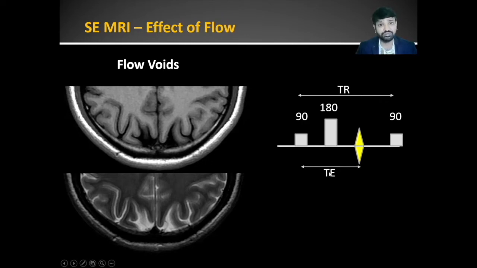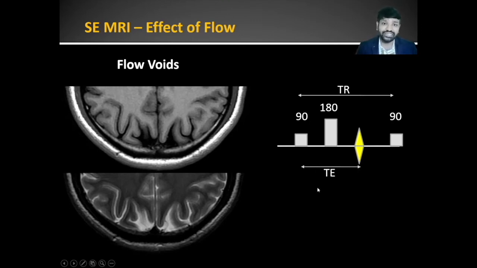That is important to remember, because in T1 weighted images, the TE times are very short. When the TE time is short, the time gap between the 90 and 180-degree pulse is also short, and the protons will not be able to move out of the slice in this short period of time.